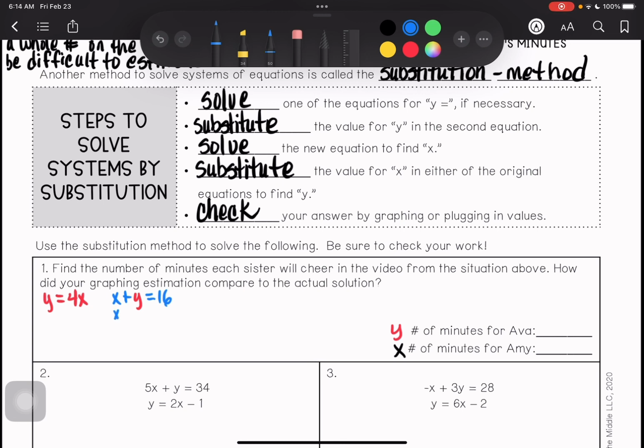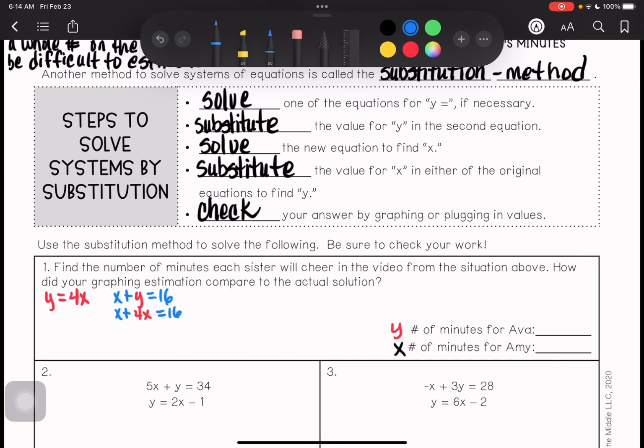So it'll be x plus the value of y, which was 4x, equals 16. And then we're going to solve for x. So it gives us 5x equals 16. We divide both sides by 5. X equals, and we want to divide 5 into 16.